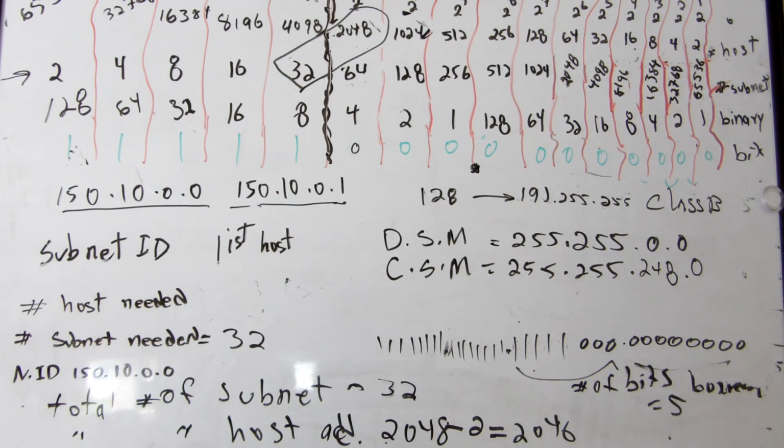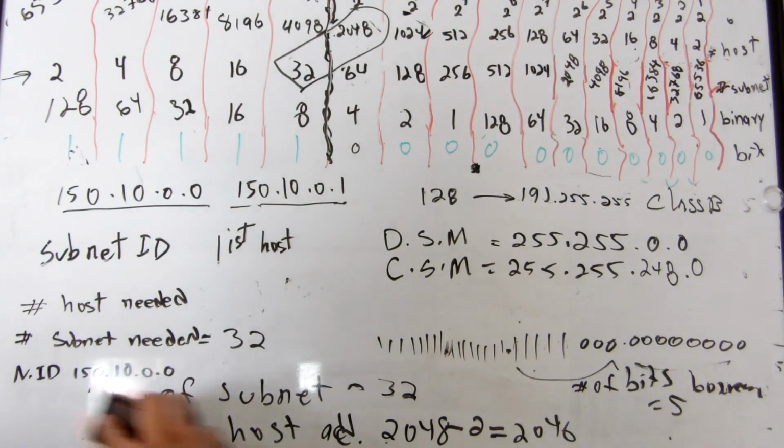So that's the way of finding the number of hosts and the number of bits borrowed. I'll give you another example.